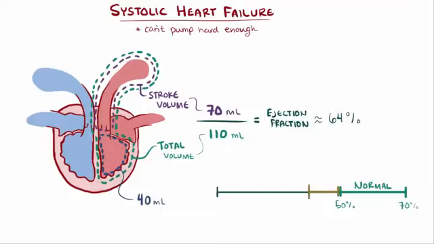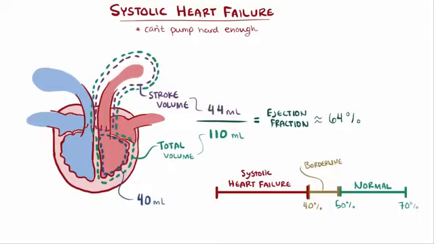Between 40 to 50% would be considered borderline, and anything about 40% or less would indicate systolic heart failure, because the heart's only squeezing out a little bit of blood each beat. So in our example, if the total volume of the left ventricle was 110 milliliters, but only 44 milliliters was pumped out with each beat, then you have 44 milliliters divided by 110 milliliters, which is 40%. And we would say that person is in systolic heart failure.